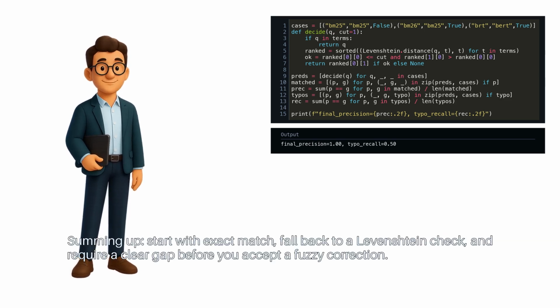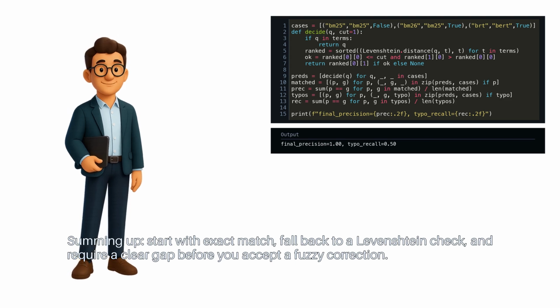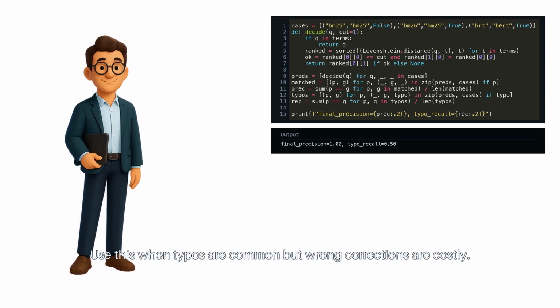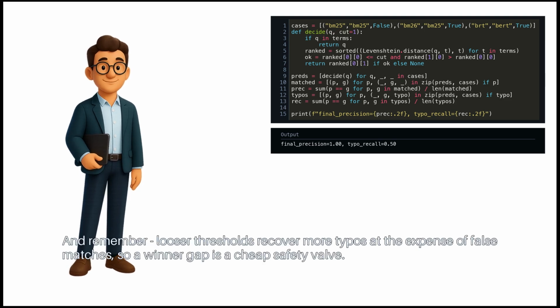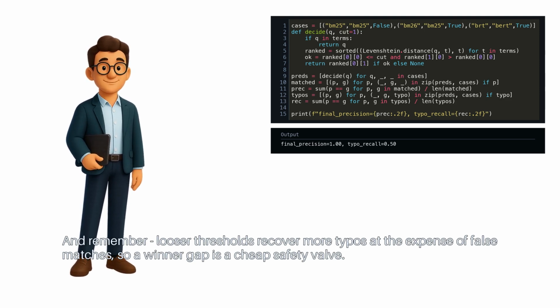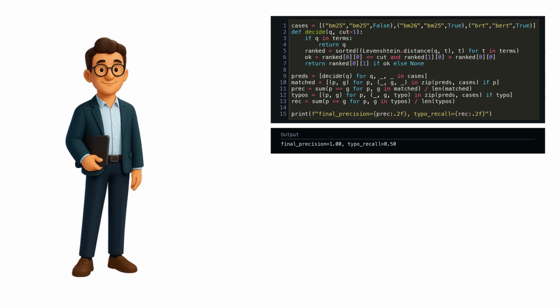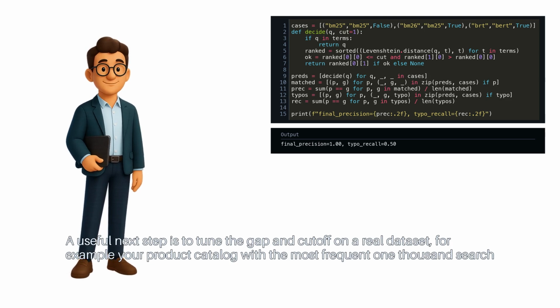Summing up, start with exact match, fall back to a Levenshtein check, and require a clear gap before you accept a fuzzy correction. Use this when typos are common, but wrong corrections are costly. And remember, looser thresholds recover more typos at the expense of false matches, so a winner gap is a cheap safety valve. A useful next step is to tune the gap and cutoff on a real dataset.